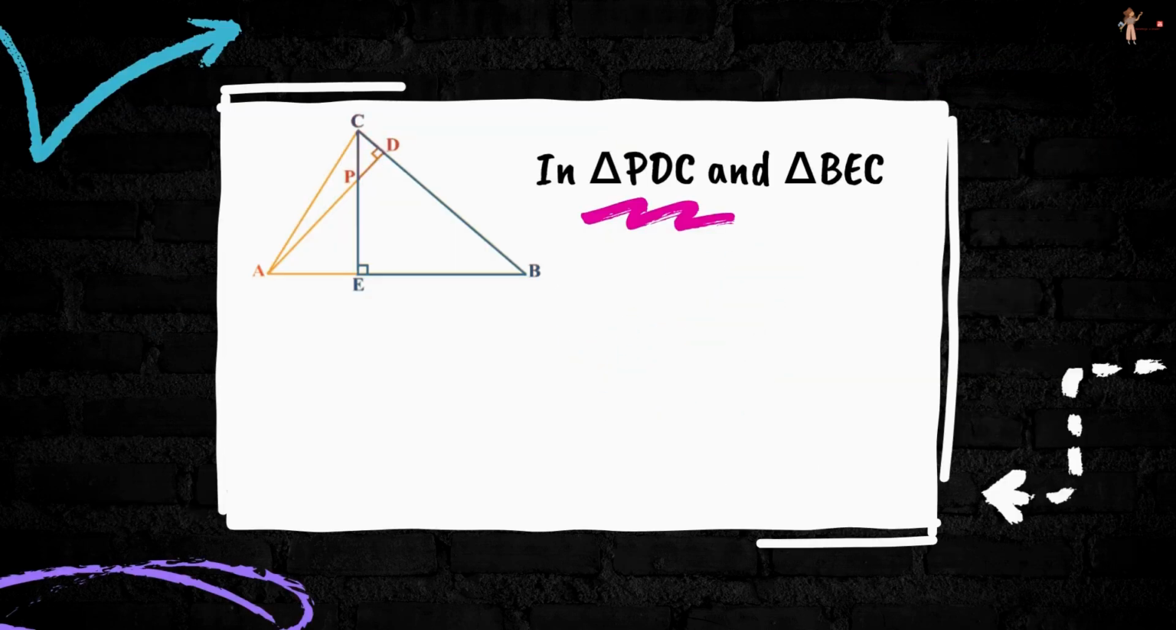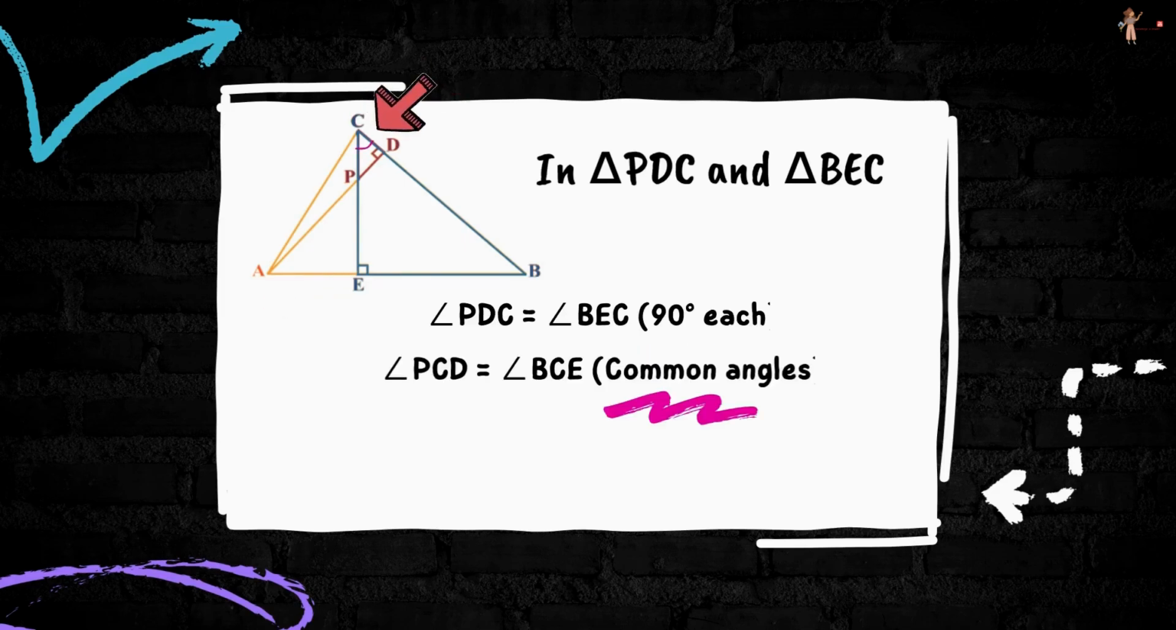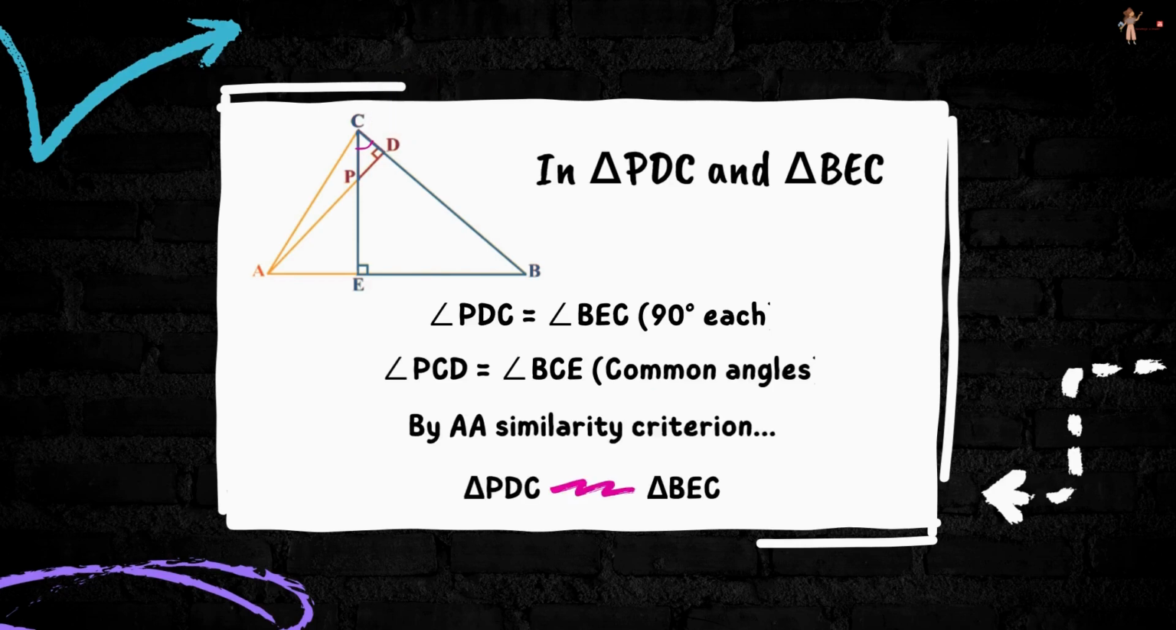In triangle PDC and triangle BEC, angle PDC is equal to angle BEC because both are 90 degrees. Angle PCD is equal to angle BCE because these are common angles. Hence, again, by AA similarity criteria, triangle PDC is similar to triangle BEC. That's it.